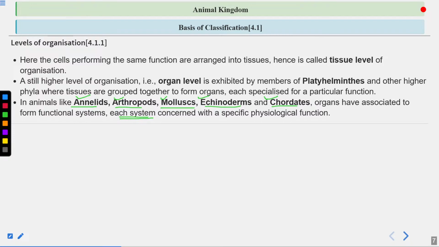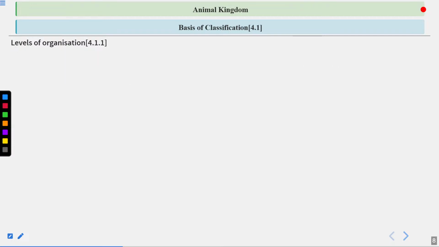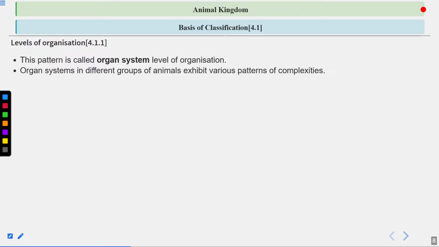Why do we have so many systems? Because our body is more complex, and we require a specific system for a specific physiological function, right? So this is the level of organization. And for classification, to know the level of organization becomes very, very important. So this is one of the fundamental features. This pattern is called organ system level of organization. Organ systems in the different groups of animals exhibit various patterns of complexities.